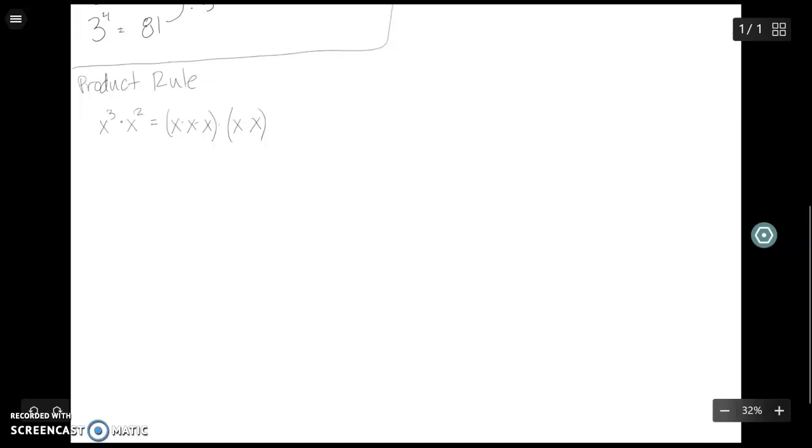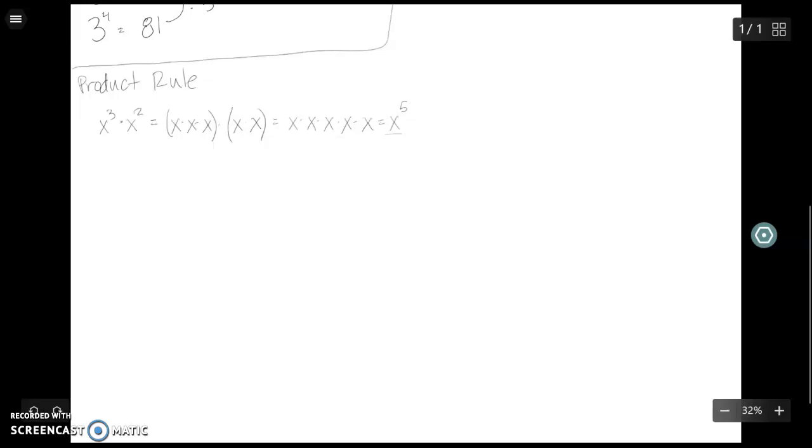Okay, cool. So I have this expanded expression now. I'm actually going to take away the parentheses. And I can do that because multiplication is commutative, which means it doesn't matter what order I multiply in, I'm going to get the same answer. So I have x times x times x times x times x. Well, I know a simpler way to write that. That's x to the fifth power, right?